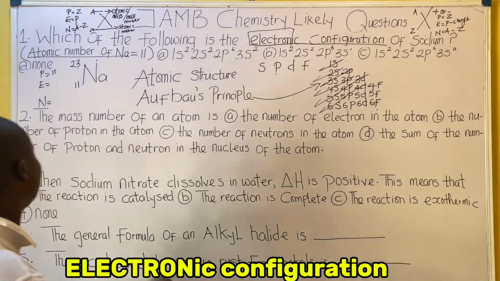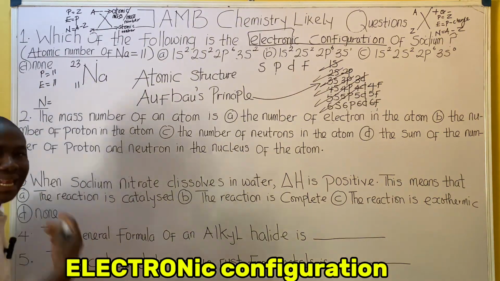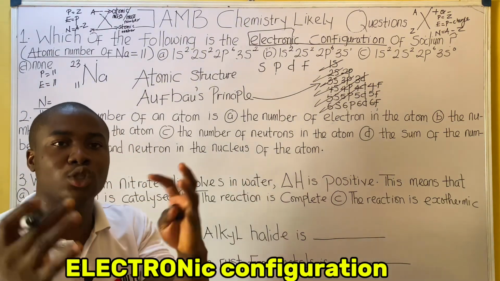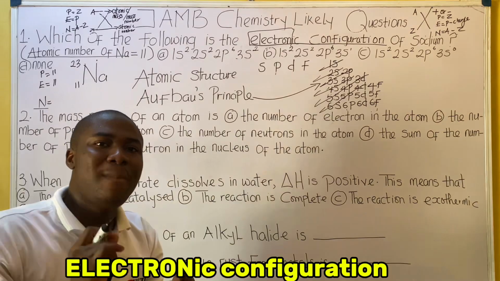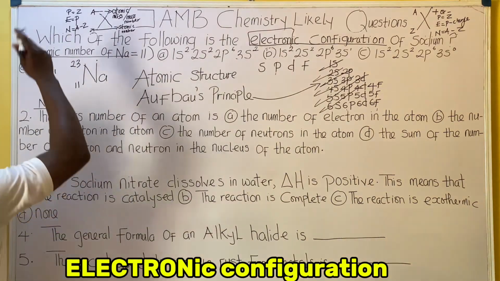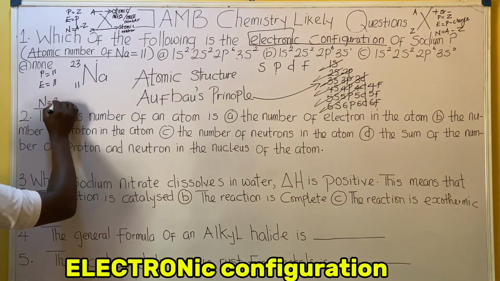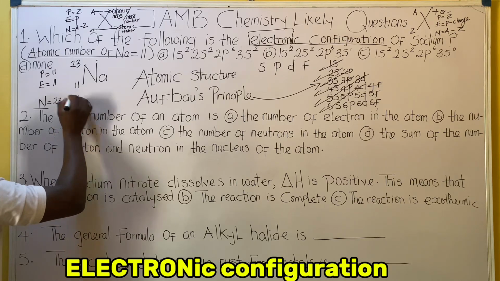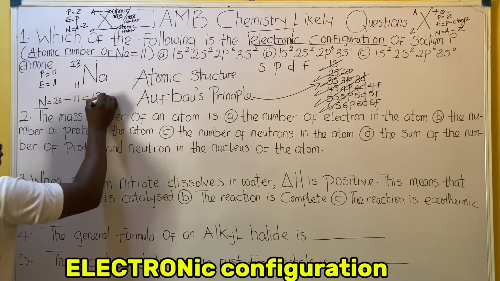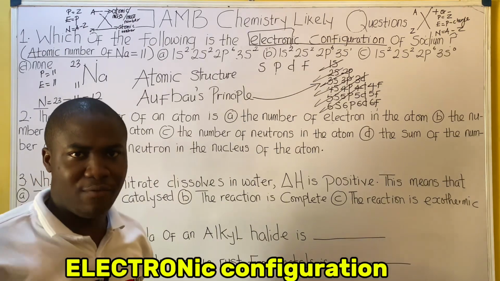I've explained that already. So electron number should be 11 as well, because electron and proton are the same for neutral atoms. Whereas neutron number is solved by saying what is up minus what is down. What is up is 23, which is A, minus Z, which is 11. And when we hit our calculator, we are going to get 12. I believe you are following me.